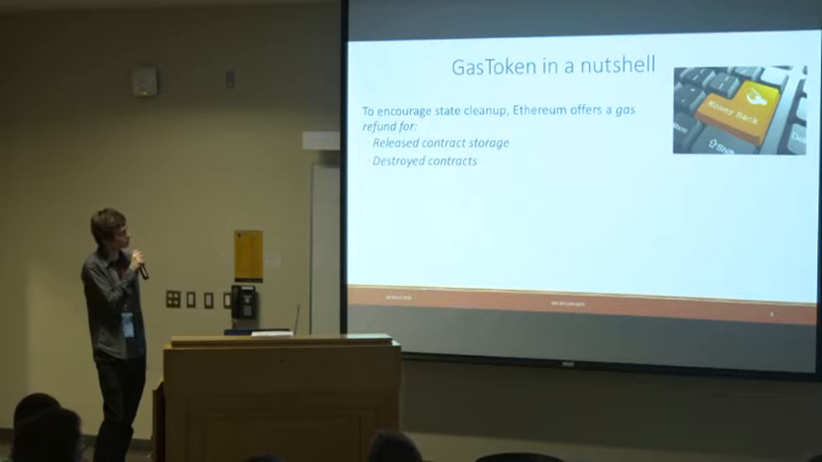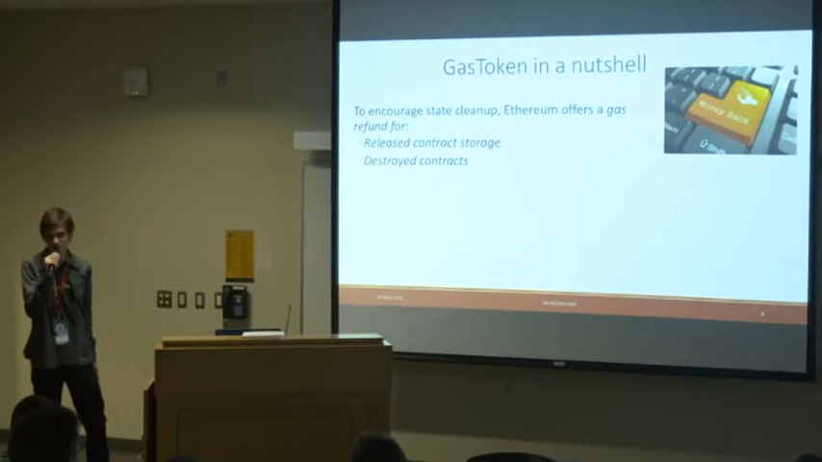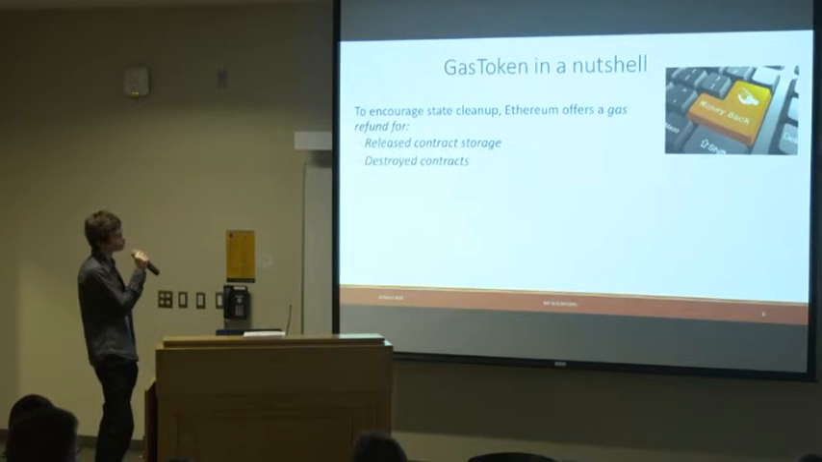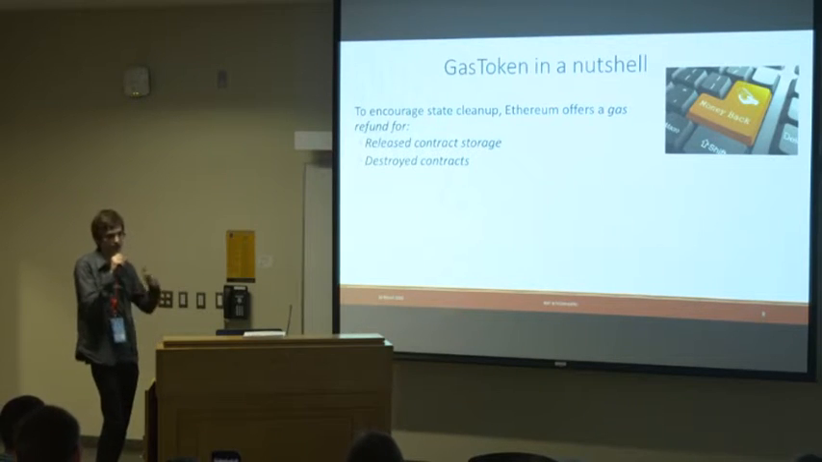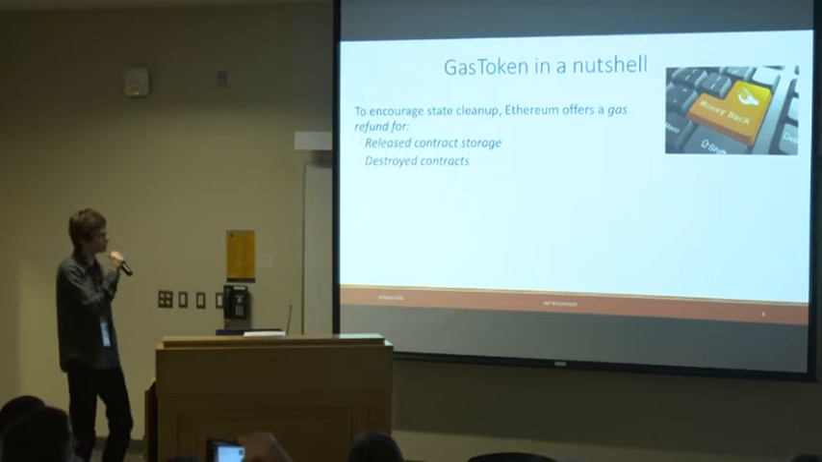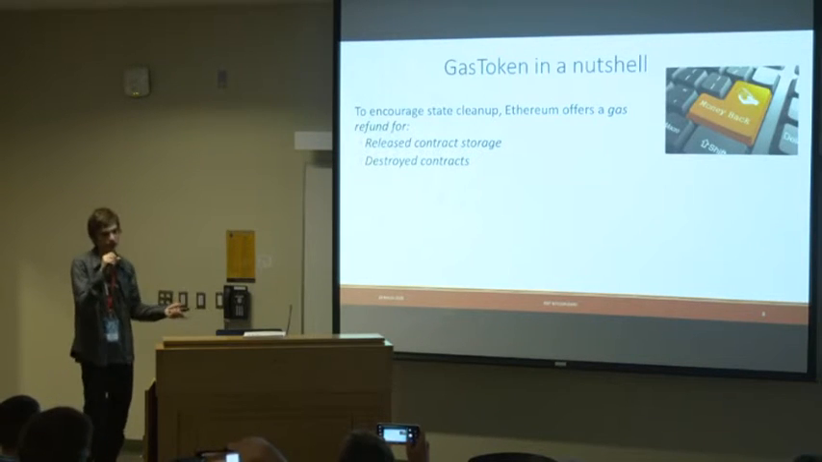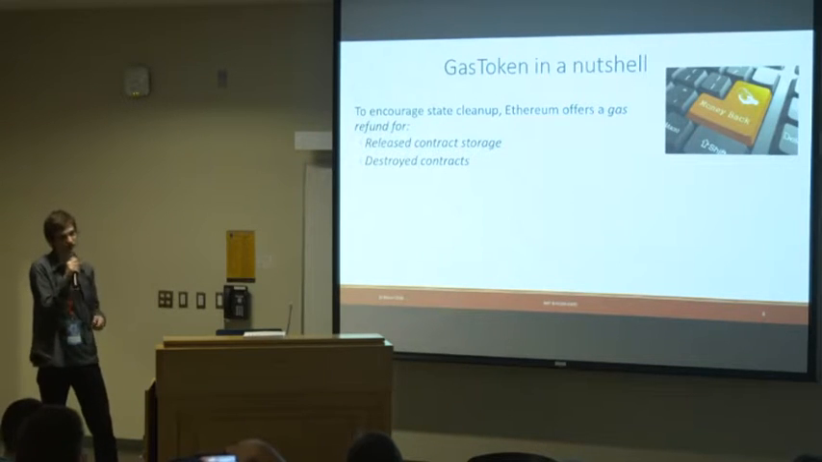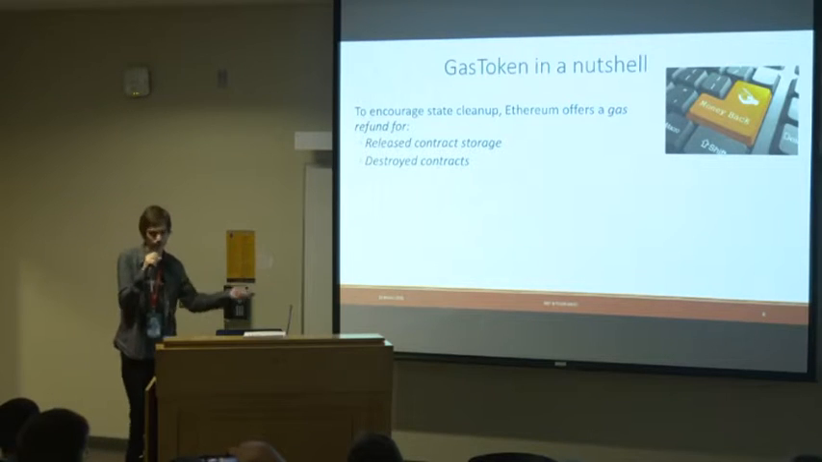So in a nutshell, the way Gas Token works is it takes advantage of this property of Ethereum's cryptoeconomic pricing mechanism called the gas refund, which offers you a refund for either releasing contract storage, so deleting something that was previously stored in contract state, or destroying contracts. So if you have a contract that's being stored by all the nodes and you run a self-destruct operation, the user will receive some gas refund. This was originally intended to incentivize people to do the right thing and clean up after themselves.